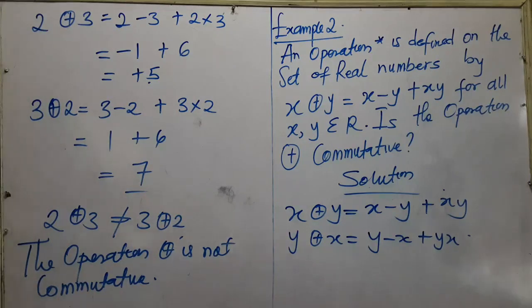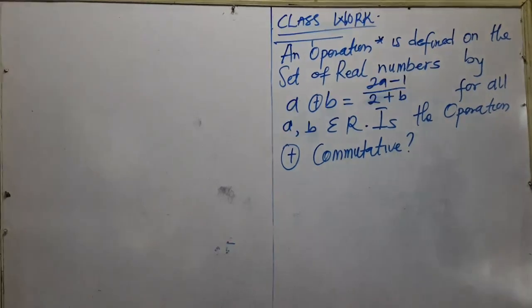I also want you to help me solve this as classwork, and make sure you send your reactions to me in the comment section. You tell me your answer for me to know whether you are getting it or not. So this is the classwork: an operation is defined on the set of real numbers by A operation B is equal to 2A minus 1 divided by 2 plus B, for all A, B elements of R. Is the operation commutative?